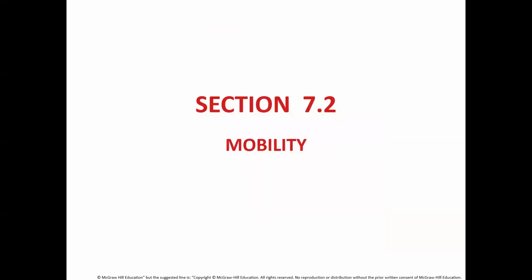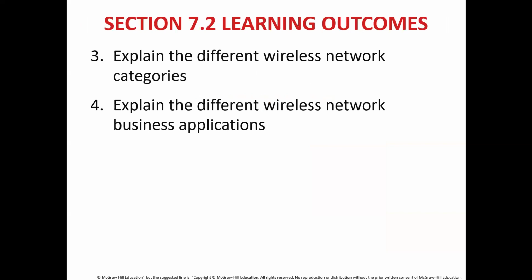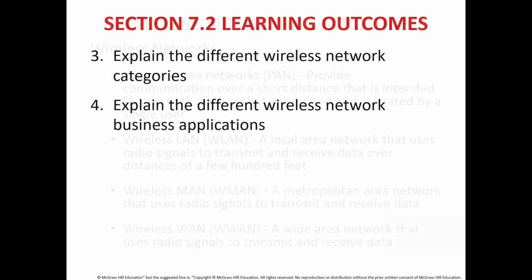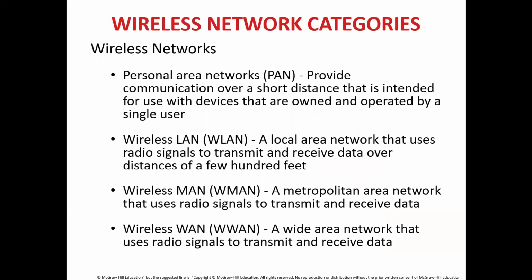Section 7.2, mobility. The learning outcomes for the subsection on mobility include: explain the different wireless network categories, and explain the different wireless network business applications. Let's concentrate on wireless networks. When talking about wireless networks, some common types include PAN, WLAN, WMAN, and WWAN.